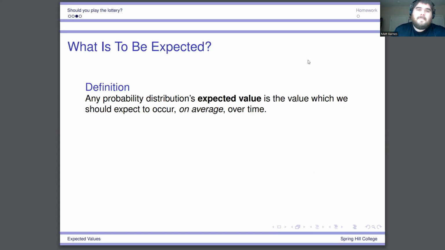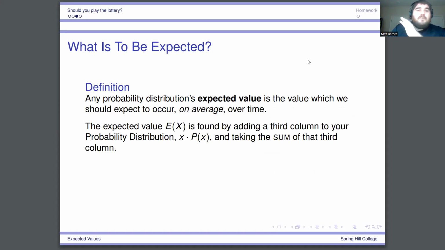Now, when we have a probability distribution, one of the first questions we run across is, what would we expect to happen on average over time for a situation like this? Right, so in order to do this, what we would do is take our X, so our outcome, times that probability, and make a third column that's just the X times the probability. And then we're going to add up that column.